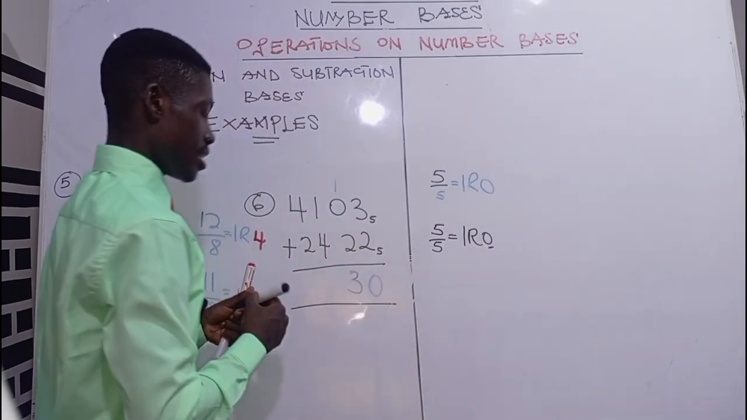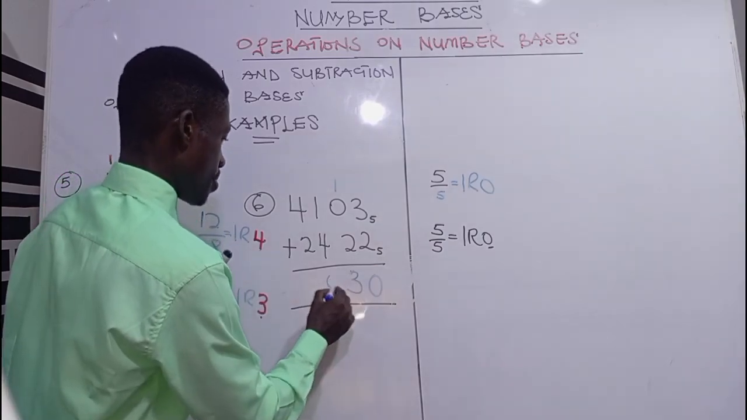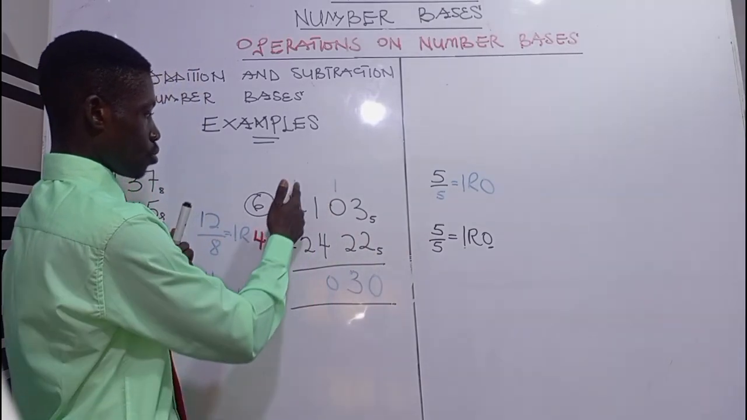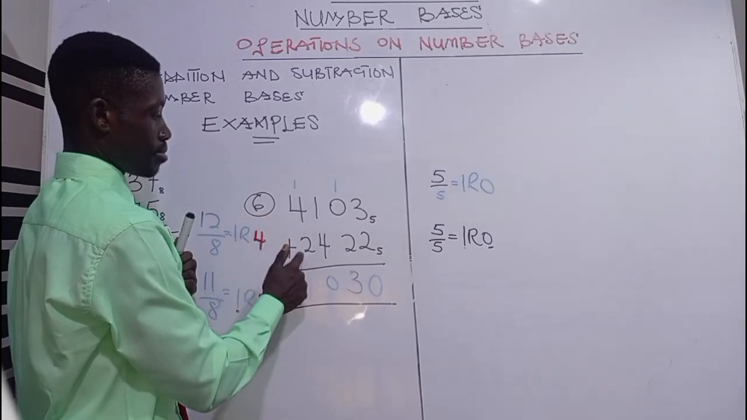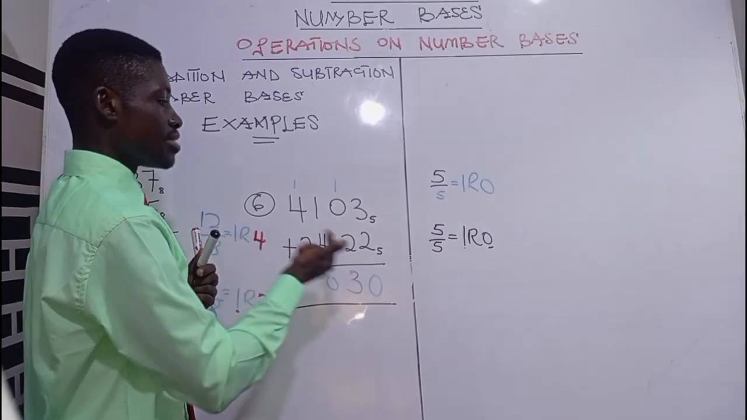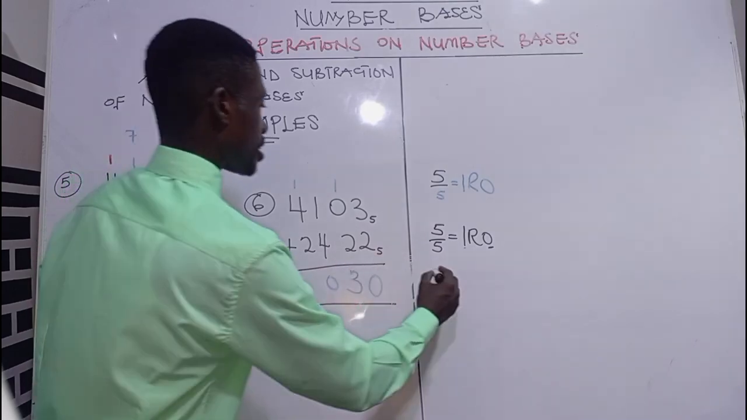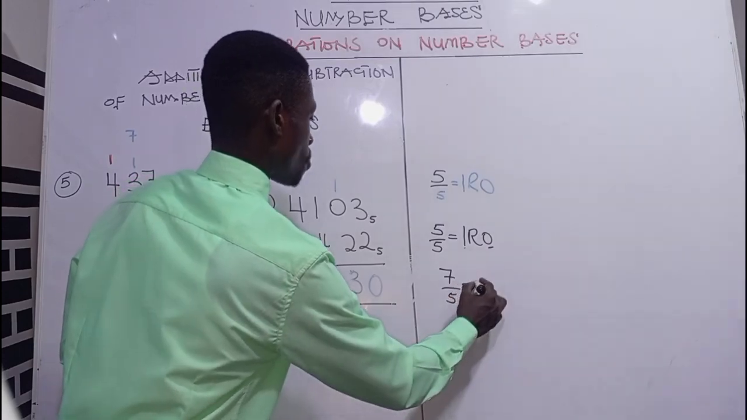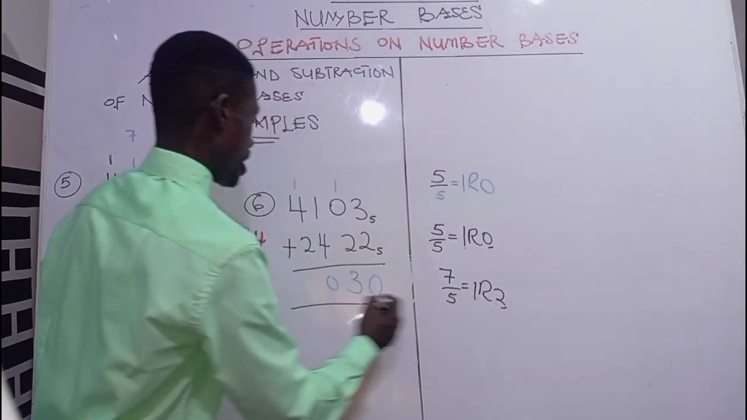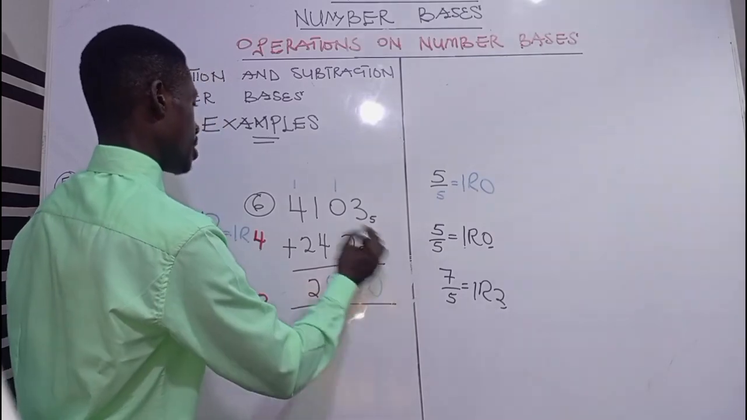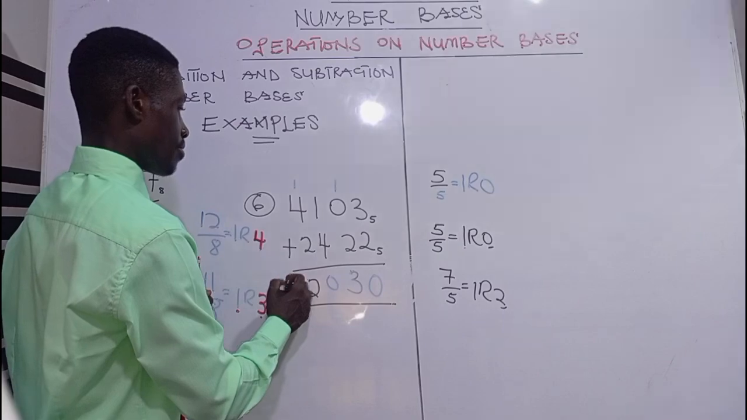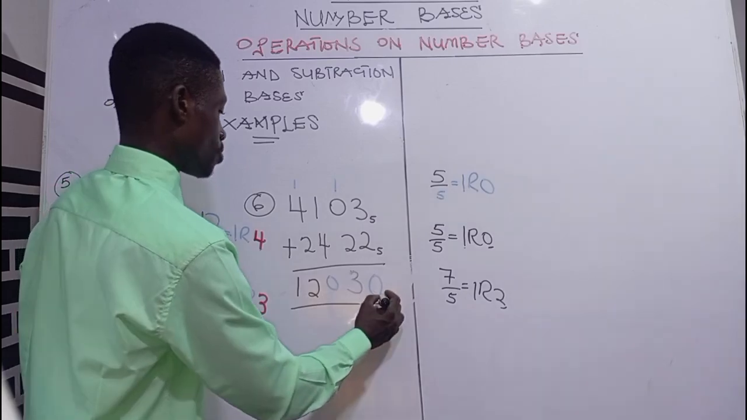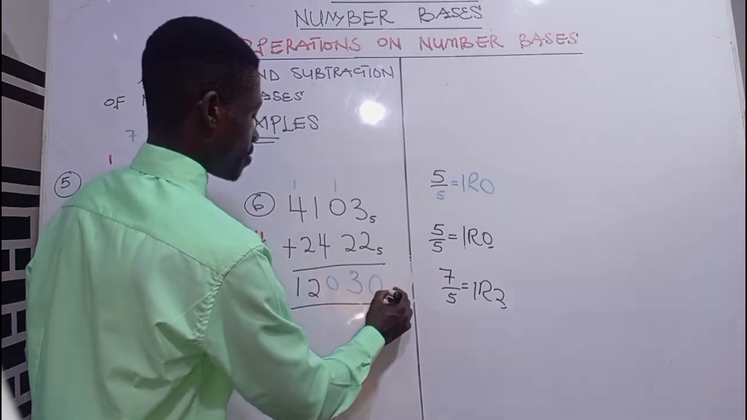So we write the remainder, which is 0, and then we carry the quotient to the next number. 1 plus 4 will give us 5, plus 2 will give us 7. 7 is greater than 5, which is the base. So we divide the 7 by the base, which is 5, and this is giving us 1 remainder 2. So we write the remainder, which is 2, and then we send 1 to the next figure. There's no figure here, so we add the 1 here. So you can say that this numeral plus this numeral is equal to 12030 base 5.